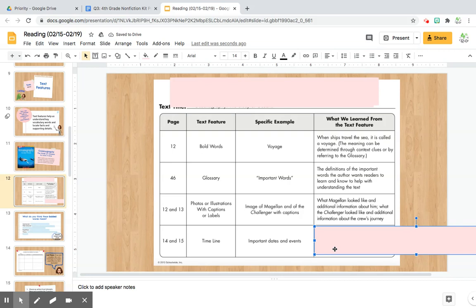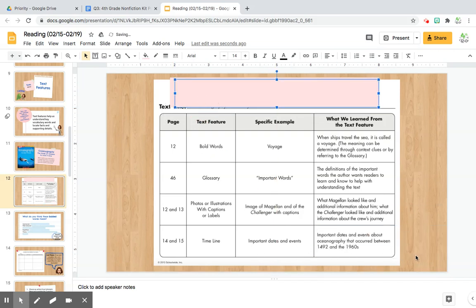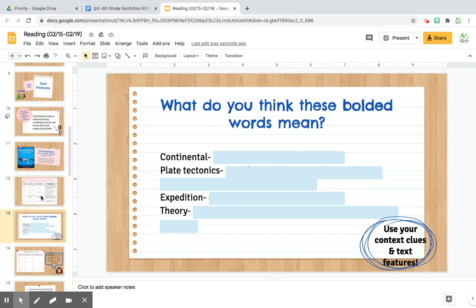So ask yourself, what does the author really want us to know about this topic of oceanography by using this timeline? Let's reveal here. It gives us the important dates and events that occurred about oceanography, starting in the year 1492 all the way through the 1960s. Awesome.